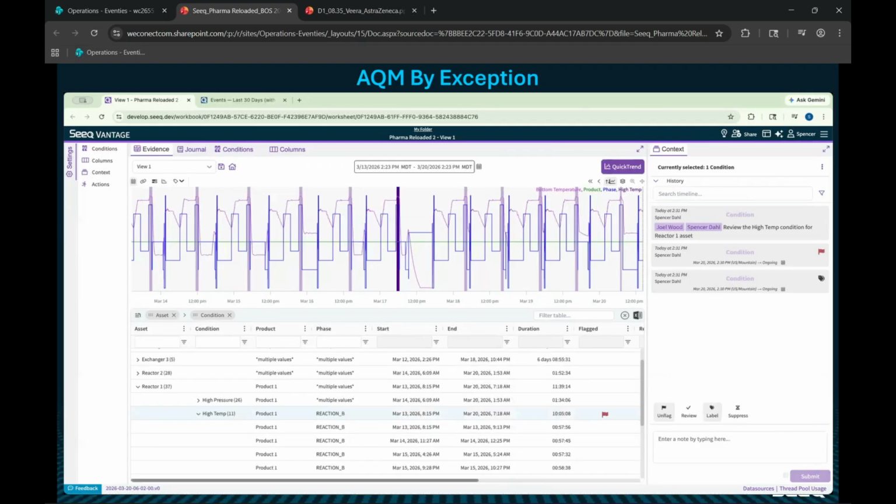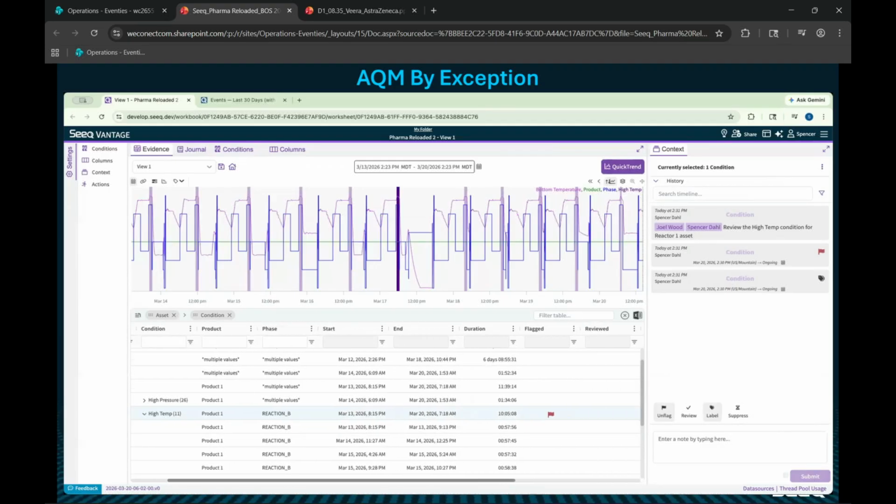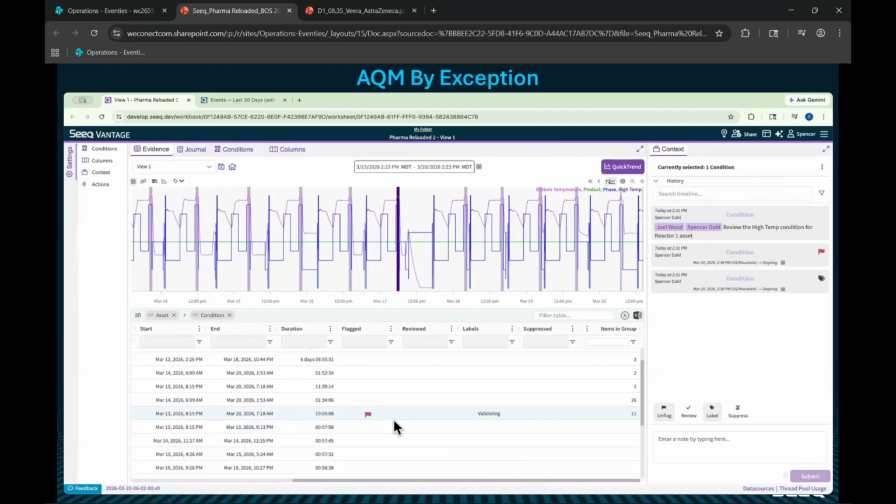And then really what we see now on the table is we're beginning to add more and more context to these events so we can group them by what they are. So we flagged them, we're validating them. Now maybe we went through, we fixed that condition, we figured out what was going on. So we go ahead and check that as reviewed, add any further context we would like here.